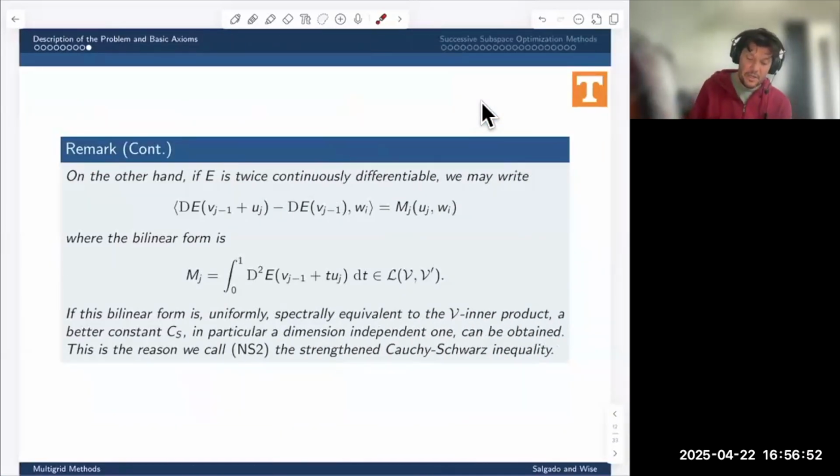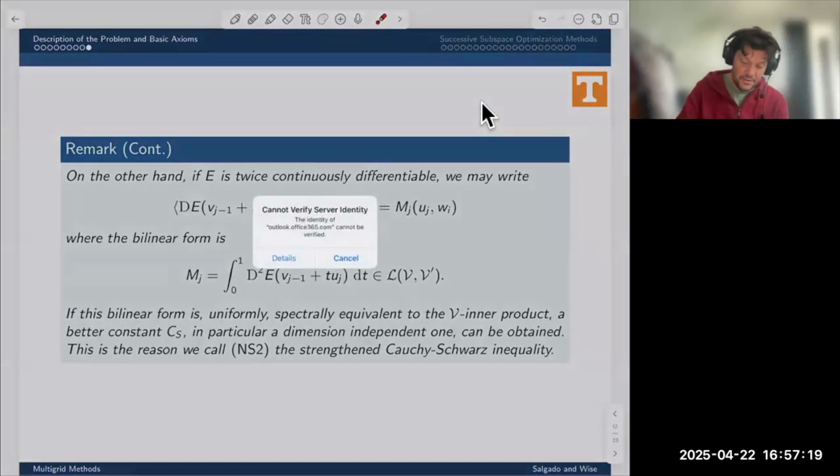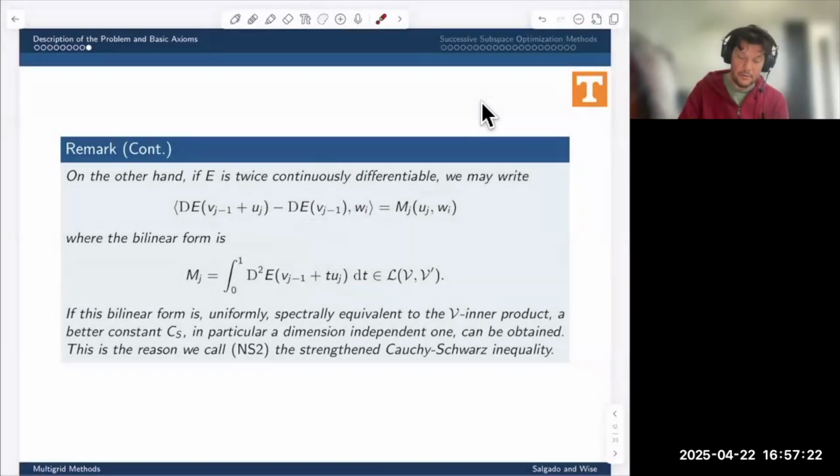The nice thing is we can often do better using a second derivative and showing that the bilinear form that we get whenever we do the second derivative is often spectrally equivalent to the bilinear form that we are looking for. So if we're careful in our analysis, we can do something a little bit tighter than the local Lipschitz smoothness would give us. The strength in Cauchy-Schwarz inequality is actually quite strong and says something useful.